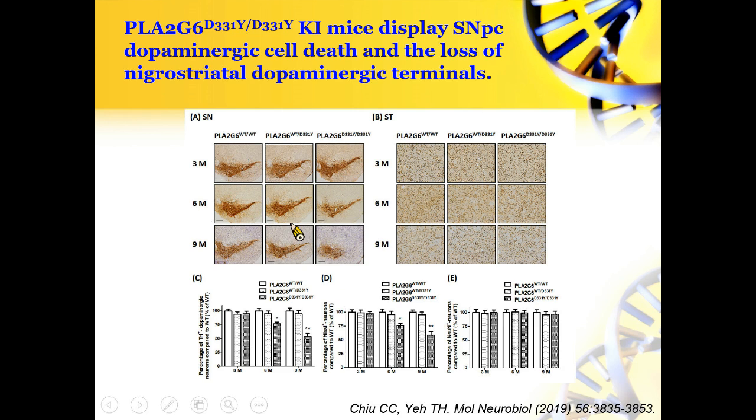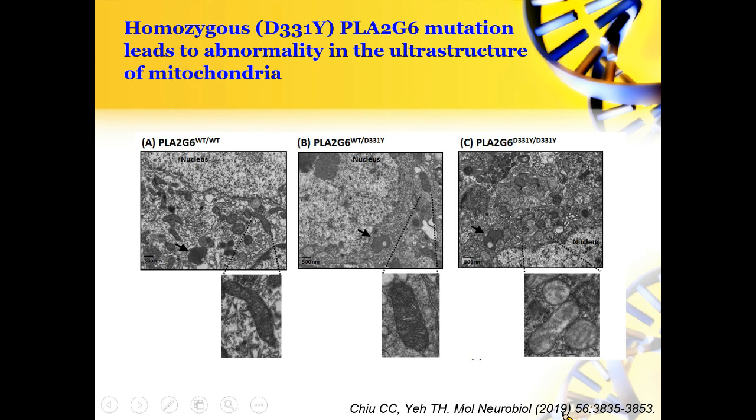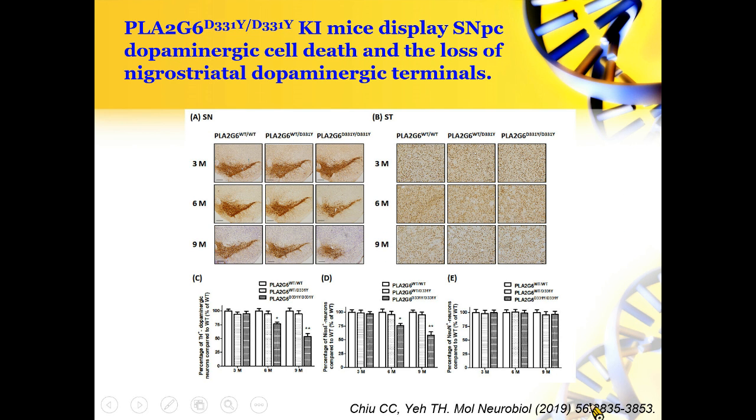The tyrosine hydroxylase TH immunostaining demonstrated that compared to age-matched wild-type mice or heterozygous mice, the number of TH-positive dopaminergic neurons were significantly reduced in the substantia nigra pars compacta of PLA2G6 D331Y homozygous knock-in mice at the age of 6 or 9 months. 6 or 9 months old PLA2G6 D331Y knock-in mice also display a significant decrease in the number of SNpc cells.